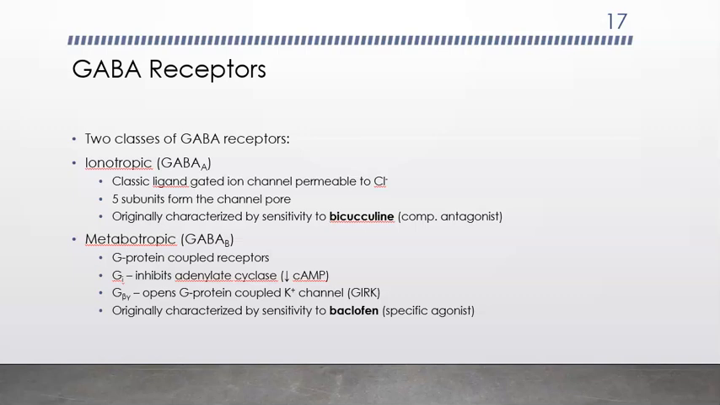These GABAb receptors are also G-beta gamma. That just means that they open G protein coupled potassium channels, so GIRK. Really, I would just call them Gi. Know that the G-beta gamma isn't quite as important. Originally, these GABAb receptors were characterized by their sensitivity to baclofen, which is a specific agonist.